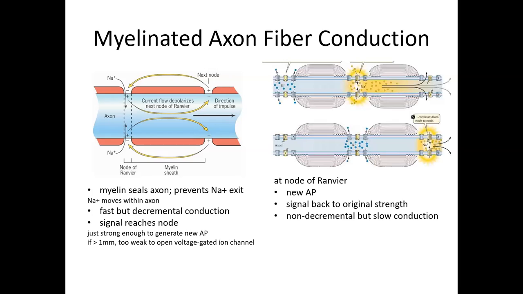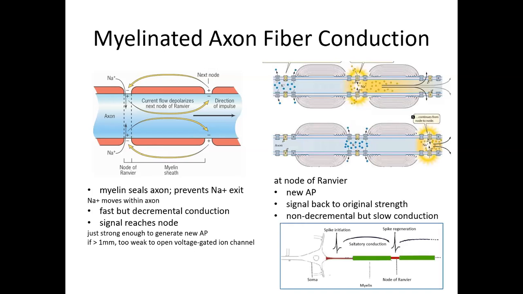So at the node of Ranvier, because the sodium has moved very fast within the axon, we're going to be able to generate a new action potential. Now we have tons of those sodium gates once again, and the signal will be back to its original strength. Then it will continue very quickly decrementally underneath the myelin sheath of the oligodendrocyte until it hits the next node of Ranvier.